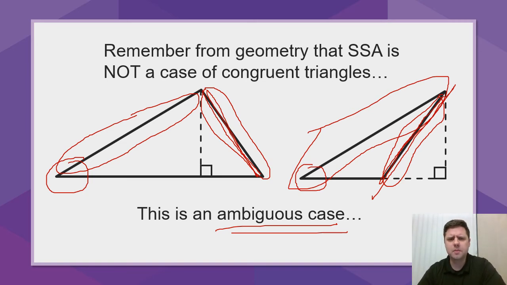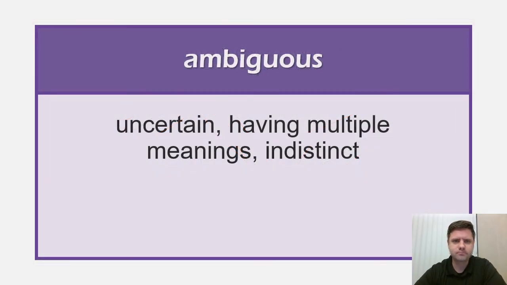So I'm going to talk a little bit about what happens in these kinds of triangles and how we go about trying to solve them when we have this particular kind of case. We're given two sides and an angle. This is what's called an ambiguous case. The word means uncertain, or it has multiple meanings, or it's indistinct. In this case, there might be multiple solutions to the triangle when you're given two sides and an angle like this.